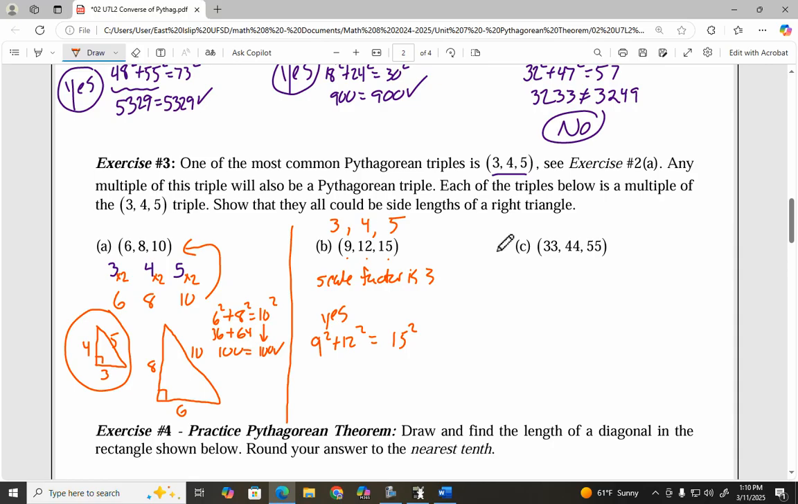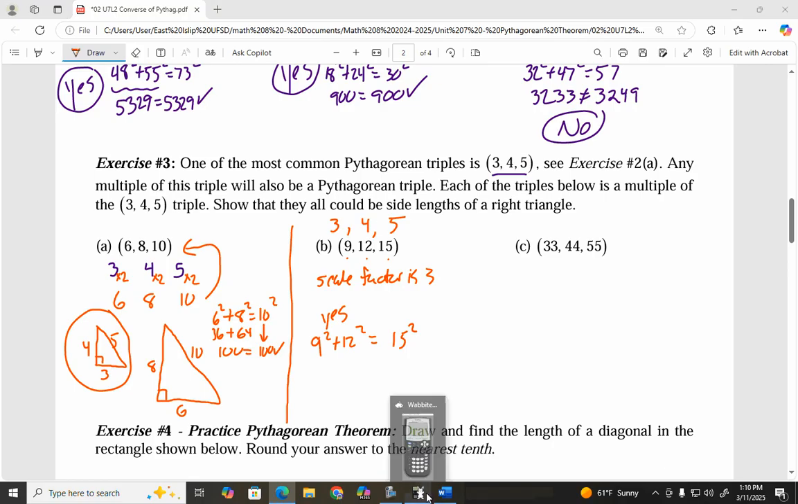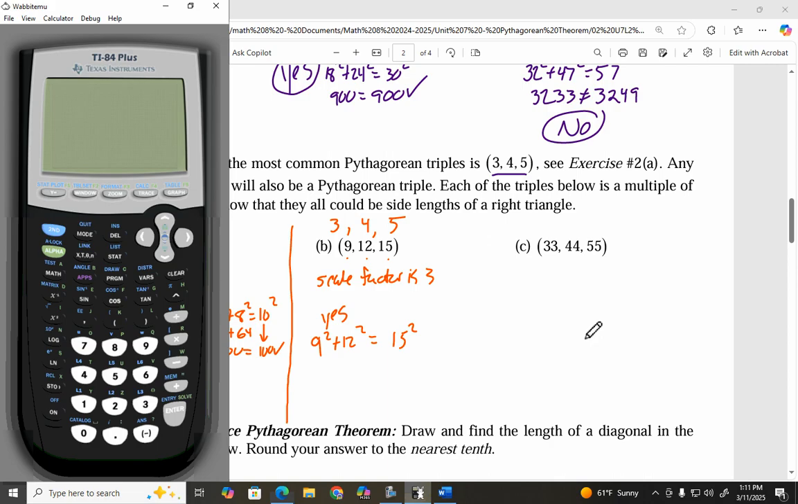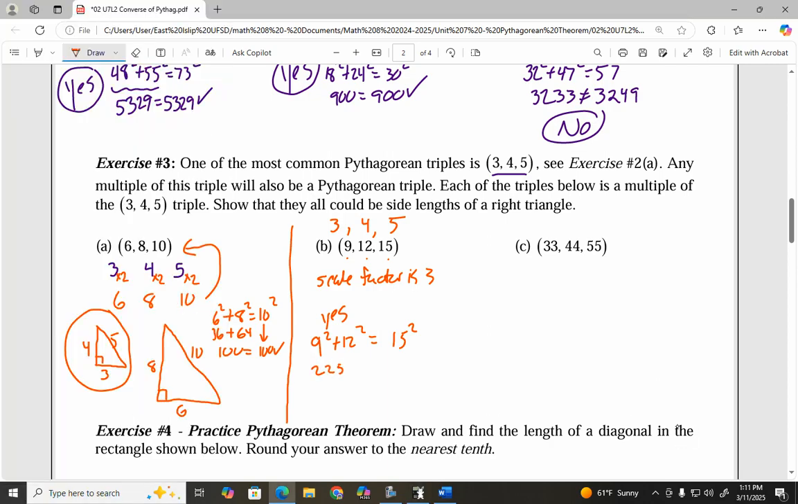That's what a lot of you will probably do, because you don't always notice right away if it's a multiple of a 3, 4, 5. I notice it more than you, but that's because I've been practicing more than you. So if you get yourself into a habit of stopping and looking, maybe you'll be able to see if it's a multiple of a 3, 4, 5. But if not, then you just do the work. You just do the Pythagorean theorem.